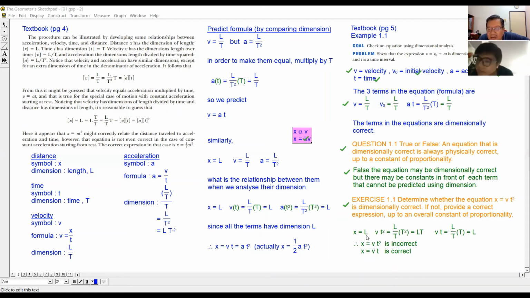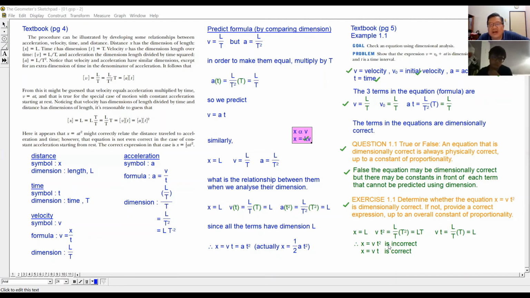Is it the same as L? No. So are these two terms dimensionally the same? No. So they are not the same. So the answer is x equals vt squared is not correct. It's not right.